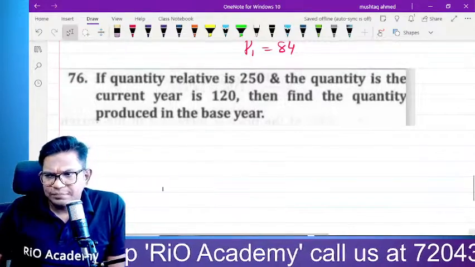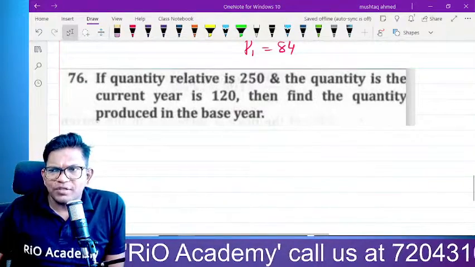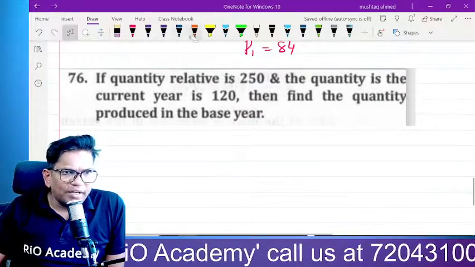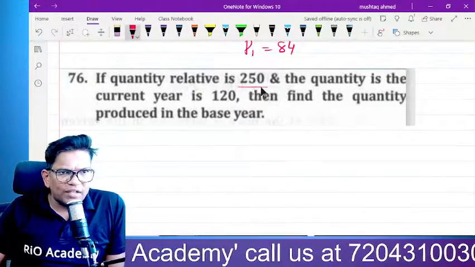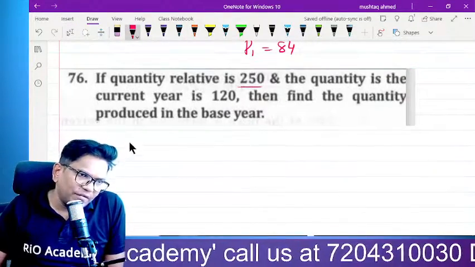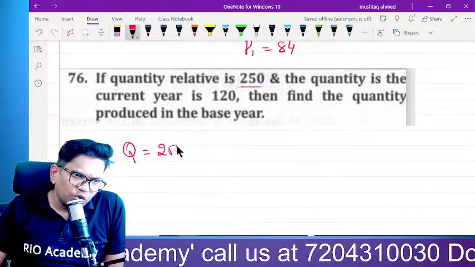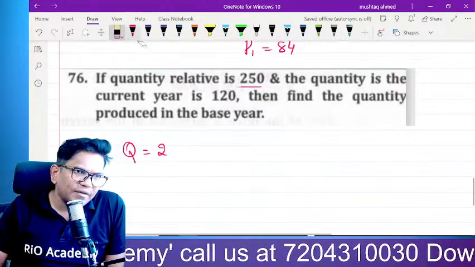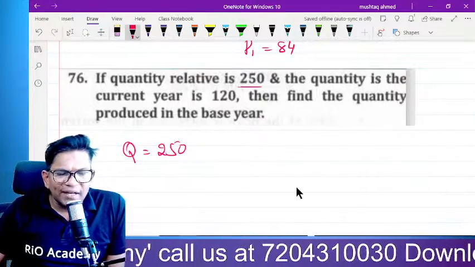Okay, next question, children, here is the next question. If the quantity relative is 250, means Q is given, right? 250 we have, correct?